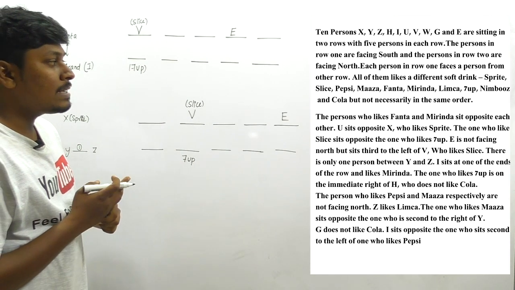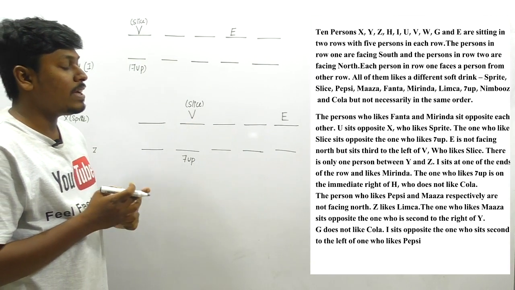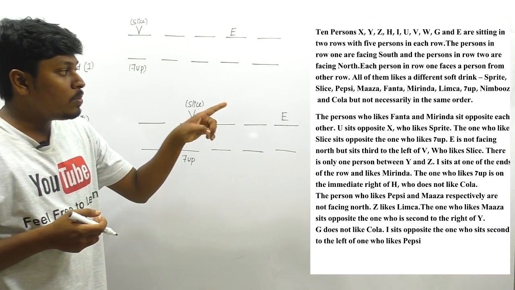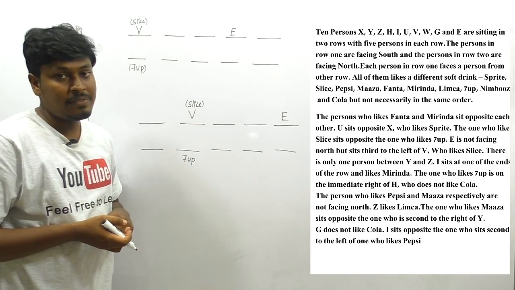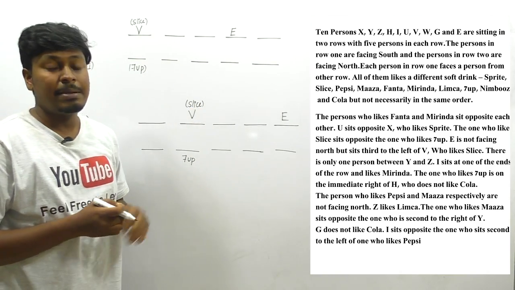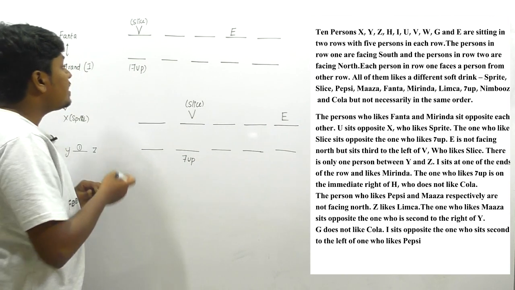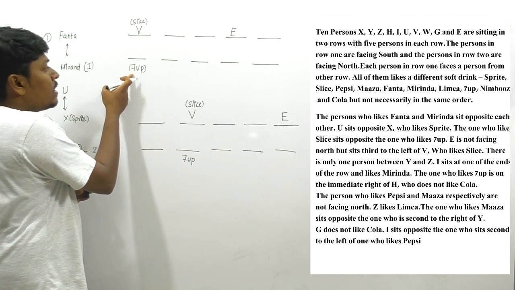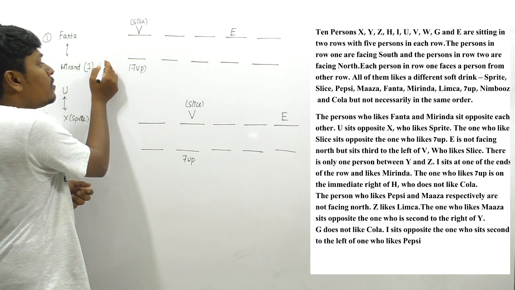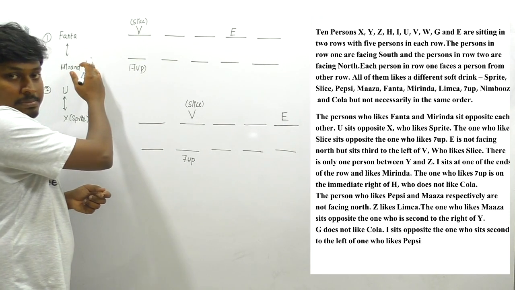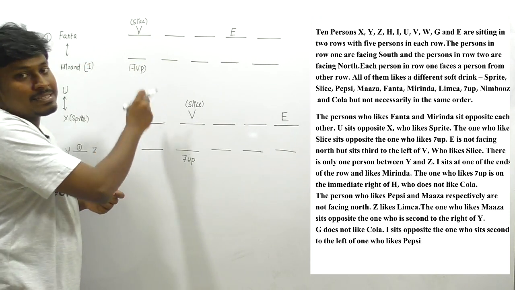The one who likes 7-Up is the immediate right of H. Friends, listen carefully. The one who likes 7-Up is the immediate right of H. So on H's right hand side is the person who likes 7-Up, right? See here, friends, in this condition number 1, here it is 7-Up. We can't draw H here. It is out of the arrangement, right? They have given that 7-Up should come on H's right hand side.